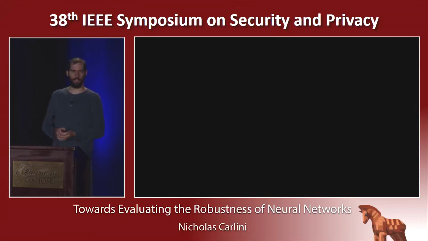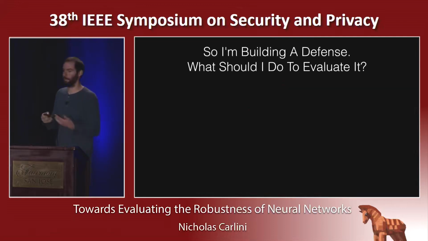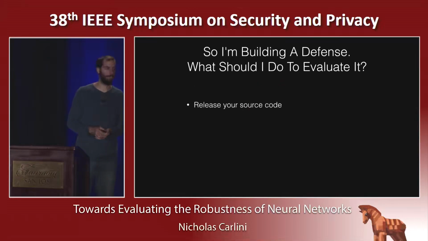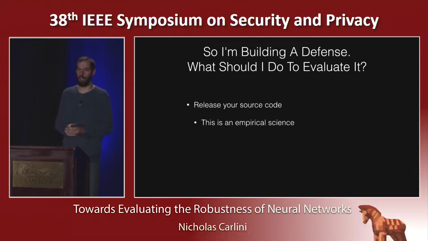OK, so then let me give you all a brief conclusion. You're building a defense. What should you do to evaluate it? There are basically two things you should do. The first thing you should do is you should release your source code. This is very much an empirical science. It's very hard to tell, given some description of an algorithm, whether or not it works. By releasing your source, you make it so that other people can effectively evaluate your defenses, and someone like me doesn't have to re-implement it and can just look at the actual implementation.